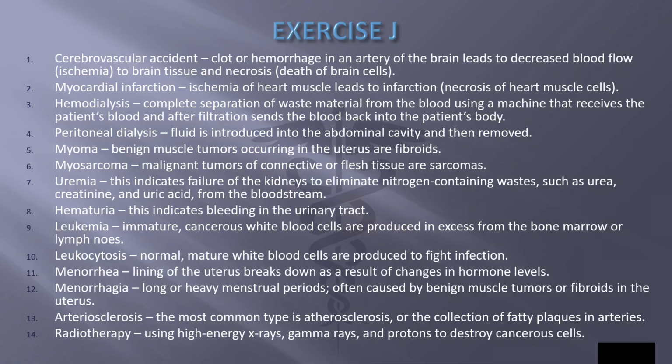Number 11, normal discharge of blood during menstruation is menorrhea. Lining of the uterus breaks down as a result of changes in hormone levels. Number 12, excessive bleeding during menstruation is menorrhagia. Long or heavy menstrual periods, often caused by benign muscle tumors or fibroids in the uterus.